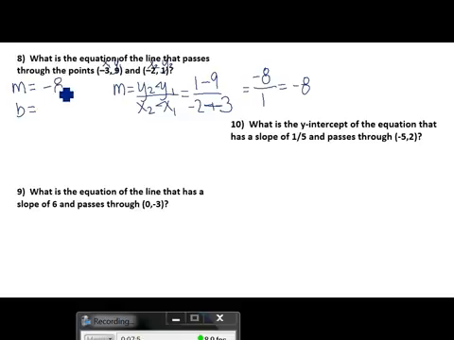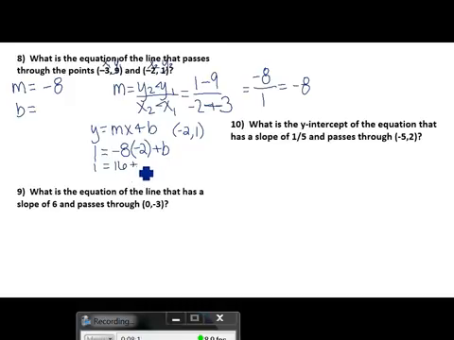Now we can find the b using the formula y equals mx plus b. I'm going to use the ordered pair -2, 1. So the y is 1, the m is -8, x is -2, and plus b, so we can solve for it. 1 equals 16 plus b. Subtract 16 from both sides. The b equals -15. So our final answer, y equals -8x minus 15.